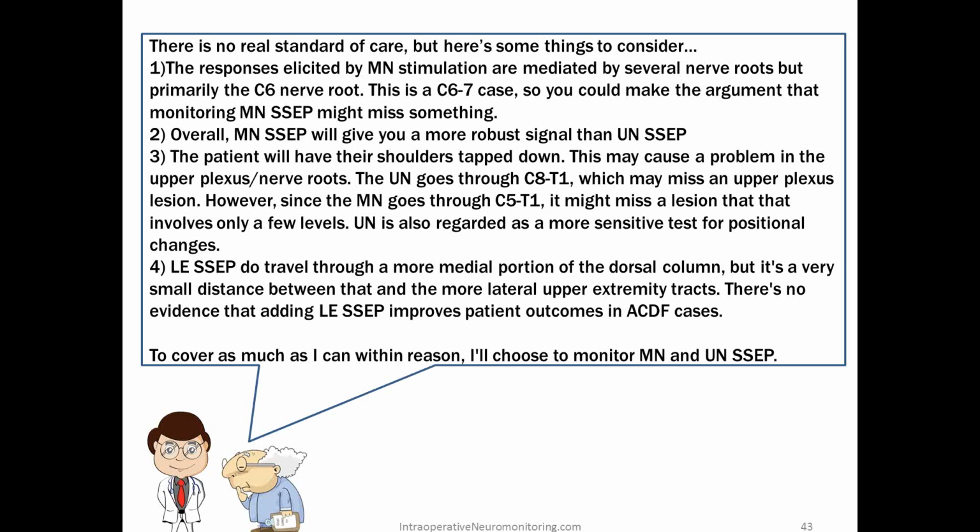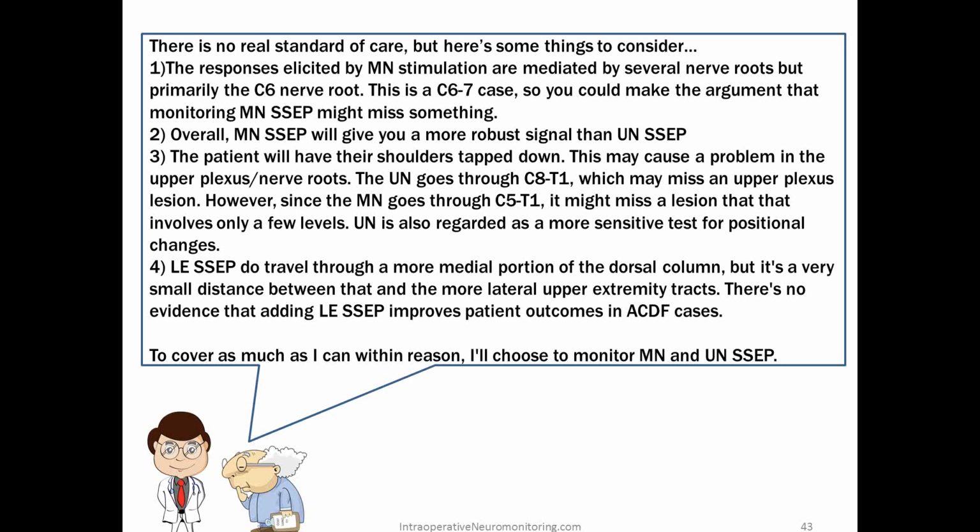If the patient has their shoulders taped, this may cause a problem in the upper plexus or nerve roots. The ulnar nerve goes through C8-T1, which could miss an upper plexus lesion. However, since the median nerve goes through all those nerve roots, C5 to T1, it might miss a lesion that involves only a few levels. Ulnar nerve is typically regarded as a more sensitive test for positional changes, but like I said, you could make an argument that having the redundancy of upper plexus monitoring, mainly through C6 of the median nerve, is warranted.